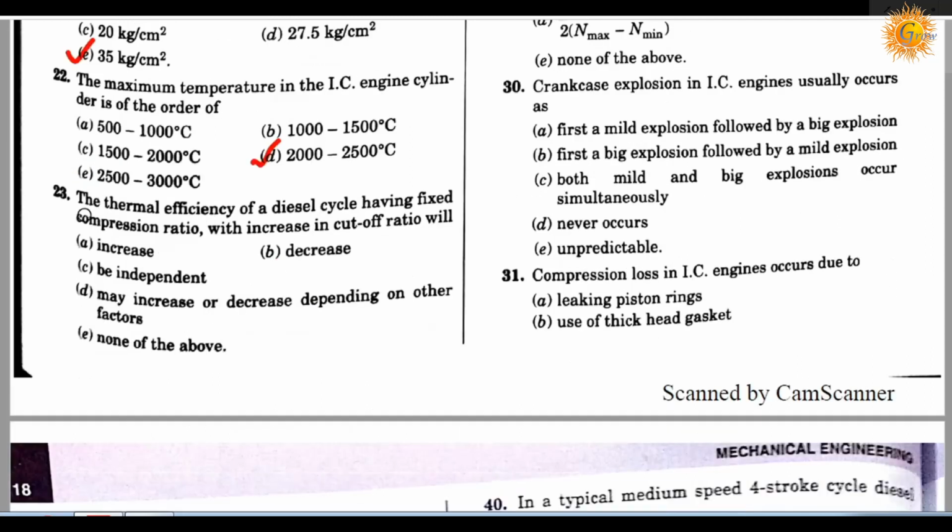Question number 23. The thermal efficiency of a diesel cycle having fixed compression ratio, with increase in cutoff ratio, will option A, increase, option B, decrease, option C, be independent, option D, may increase or decrease depending on other factors, and option E, none of the above. So the correct answer is B, it will decrease.